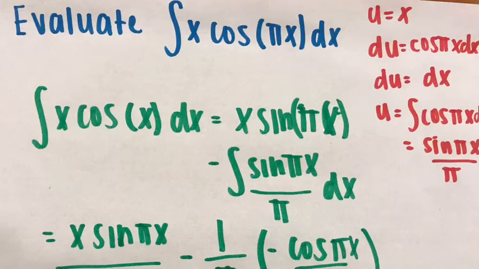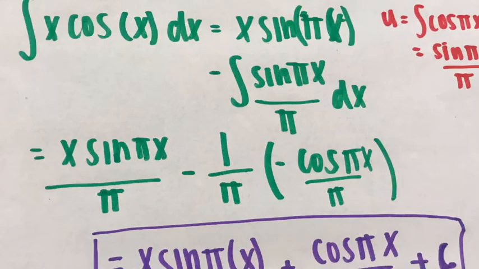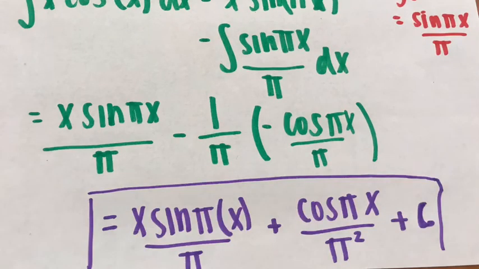These are then plugged into the equation that we talked about in the last question and used to find the answer, leaving the answer to be x sine pi x over pi plus cosine pi x over pi squared plus c, because it is an indefinite integral.